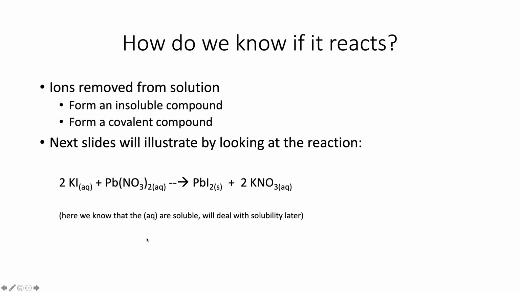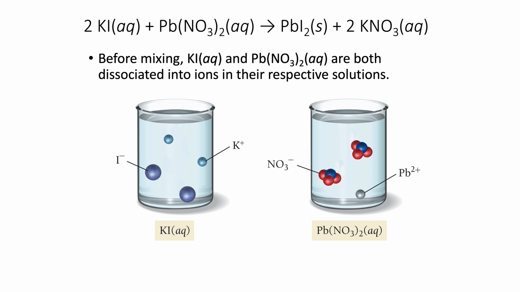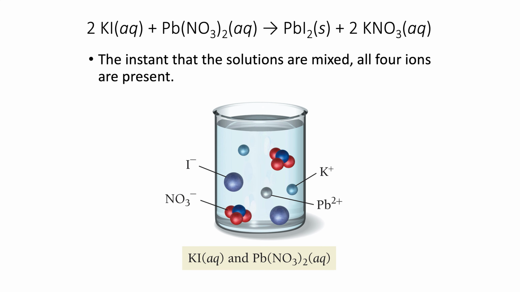And remember, aqueous means it's soluble. And we'll deal with how we know if it's soluble. So again, if you take potassium iodide, KI, and lead-2 nitrate, Pb(NO3)2, since they are aqueous, these will dissolve in water, and so the potassium iodide breaks up into potassium ions and iodide ions. The lead-2 nitrate does the same thing: lead ions and nitrate ions. So they break up into ions.